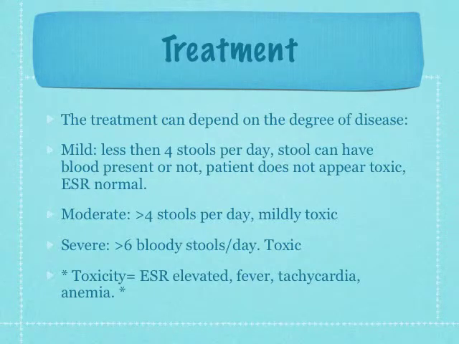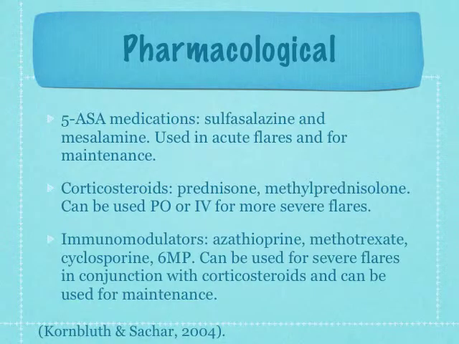Treatment of the disease depends on the degree. If you have toxic symptoms, you most often need to be admitted to the hospital. Pharmacological management consists of 3 main medication classifications. This includes the 5-ASA, corticosteroids, and immunomodulators. All of these can be used for flares and for maintenance treatment.